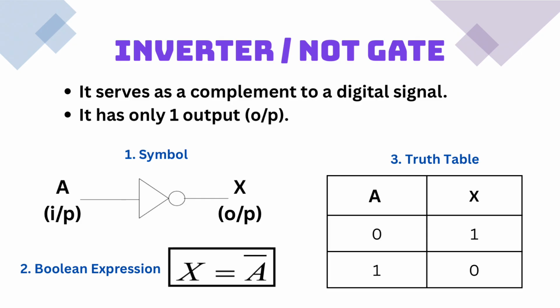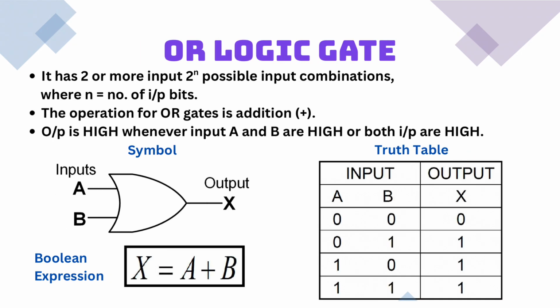For the NOT gate truth table, we only need one input, and the table shows that if the input A is 0, the output X is 1, and if the input A is 1, the output X is 0. This shows that an inverter provides the complement or inverse of its input signal.